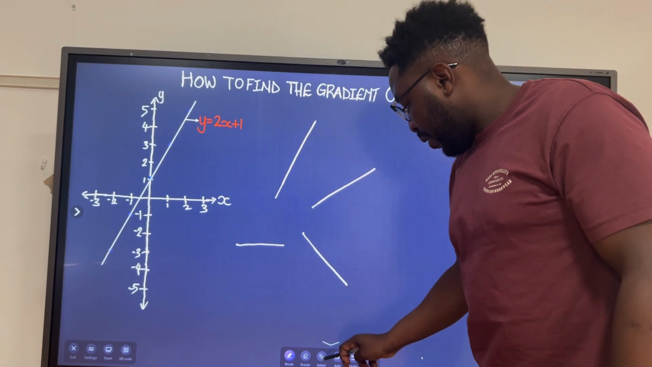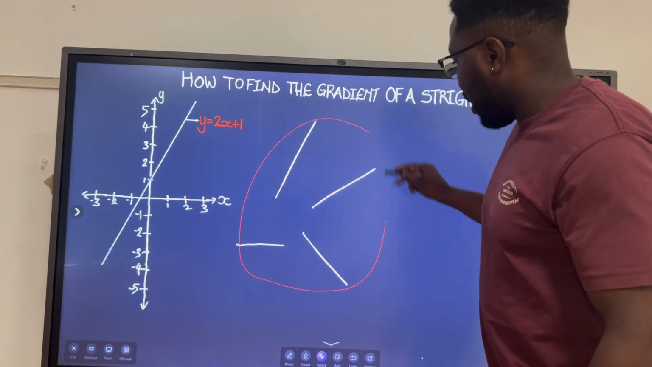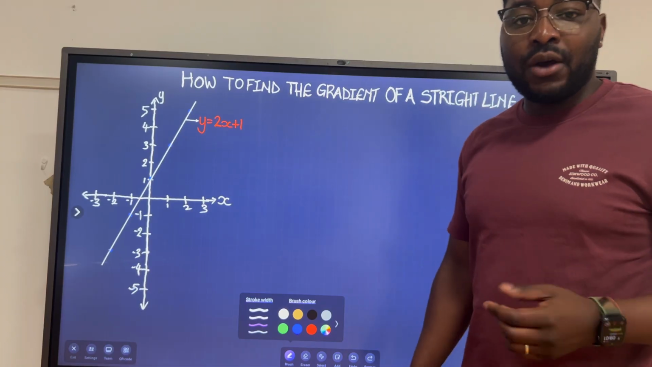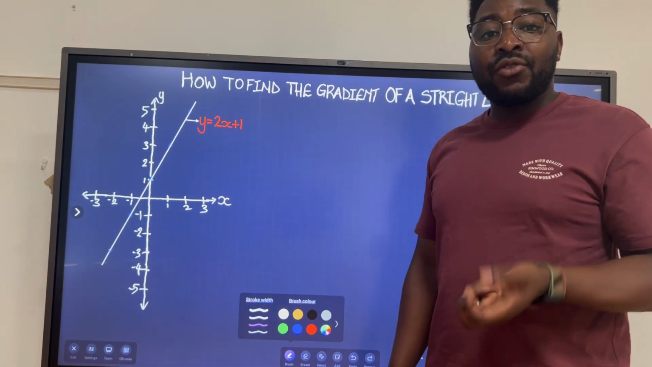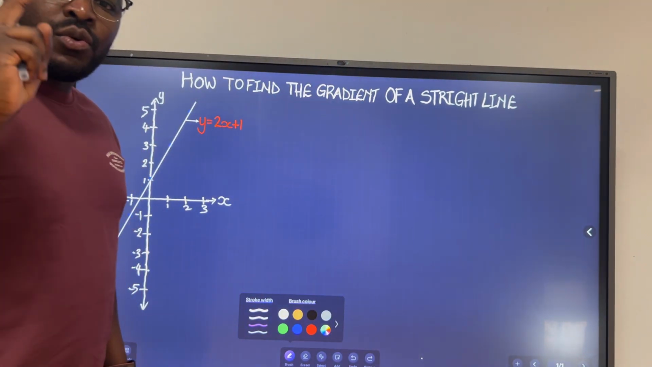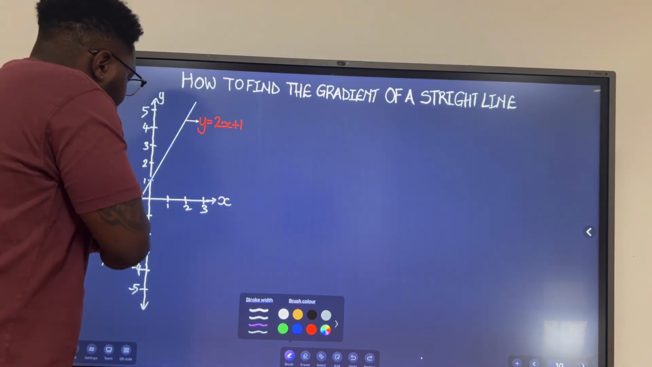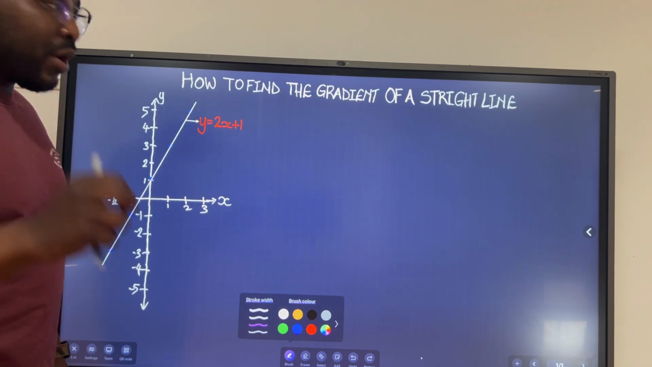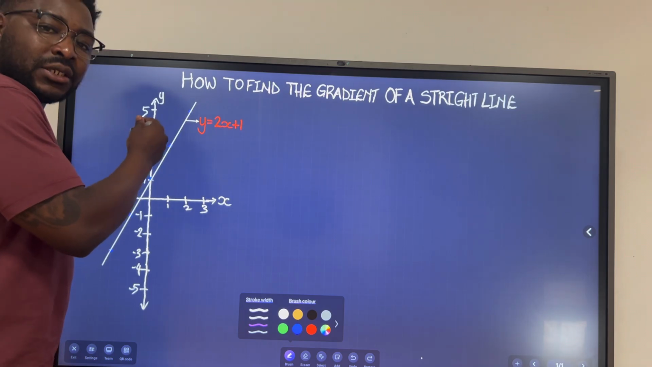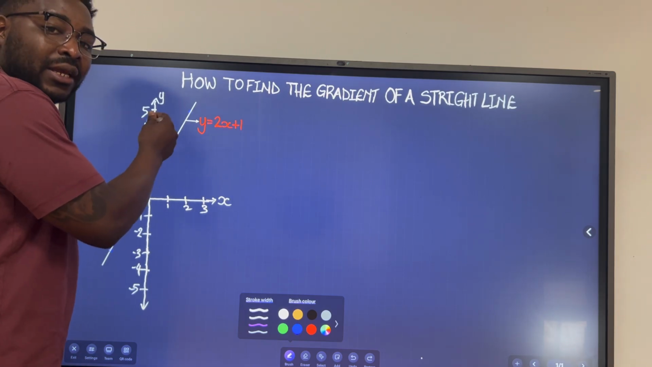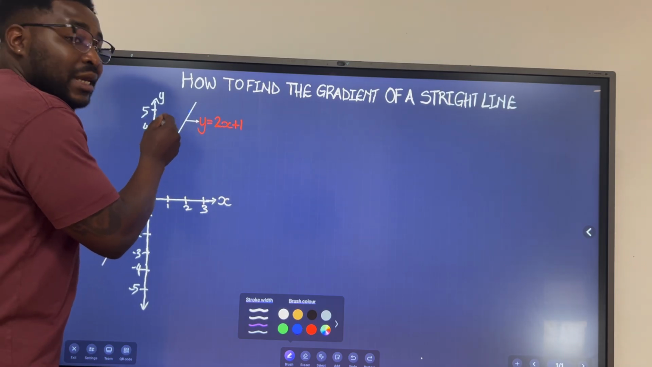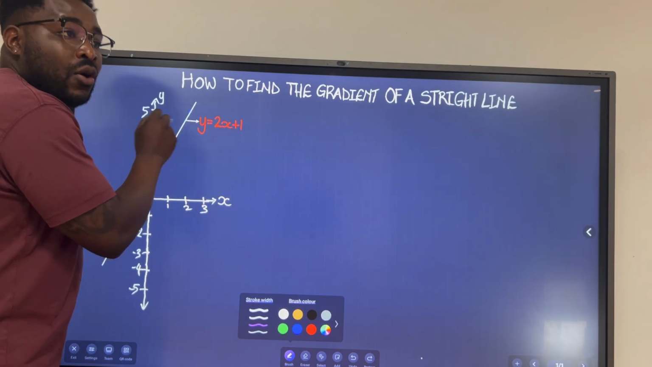Now, I'm sure you guys are asking yourselves, all right, so how do we find the gradient? To find the gradient, we have to pick any 2 points on the line over here, and then we have to see how much the straight line rises vertically compared to how much it moves or runs horizontally.